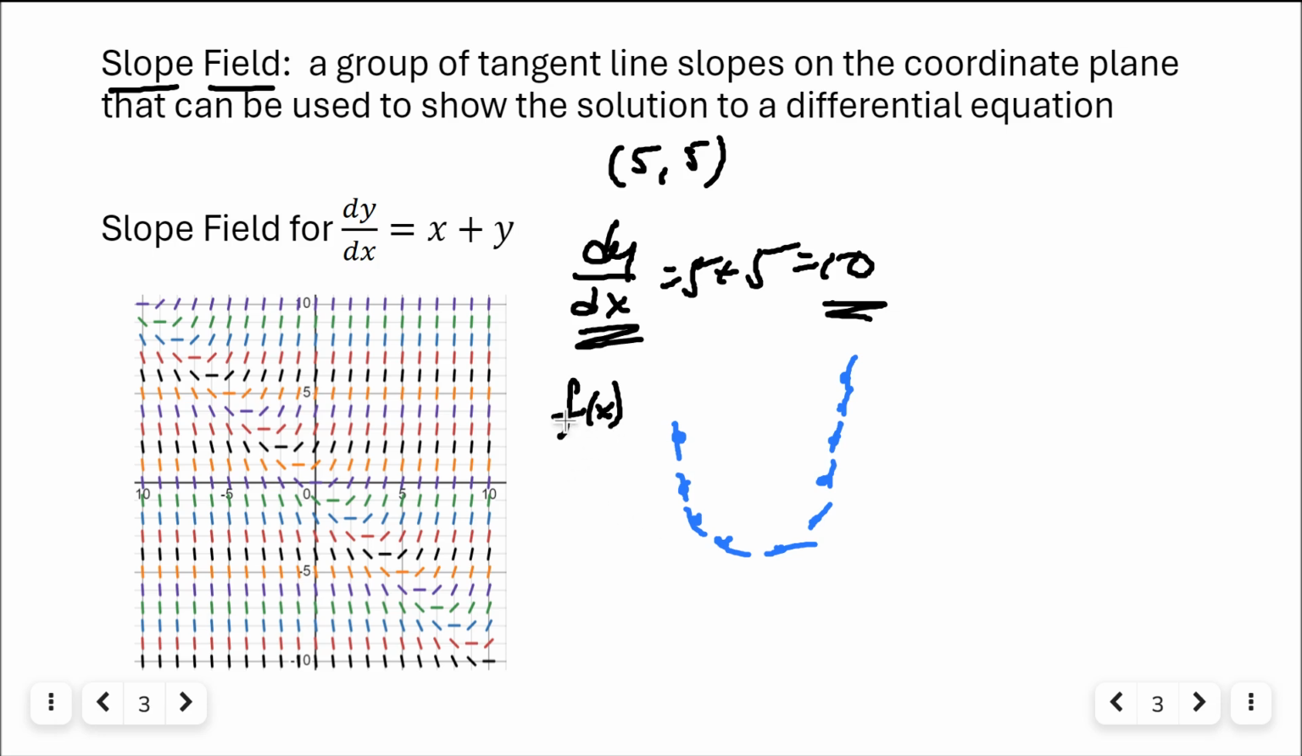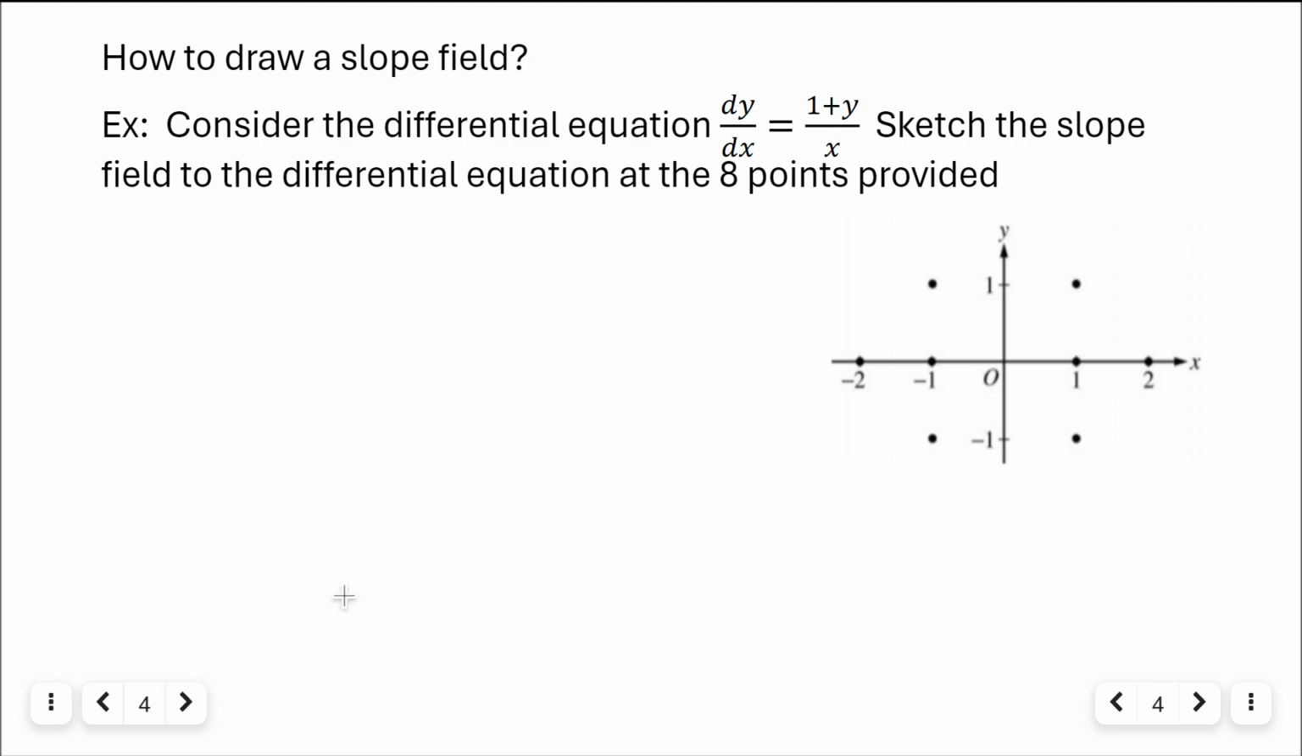If you're working on the AP exam, or really anywhere in Calc 1, there are 3 things that you have to understand about slope fields. The first thing you have to know is how to draw a slope field. It's pretty easy to do. So we're going to consider this differential equation. It's a different differential equation than the one we looked at a minute ago.